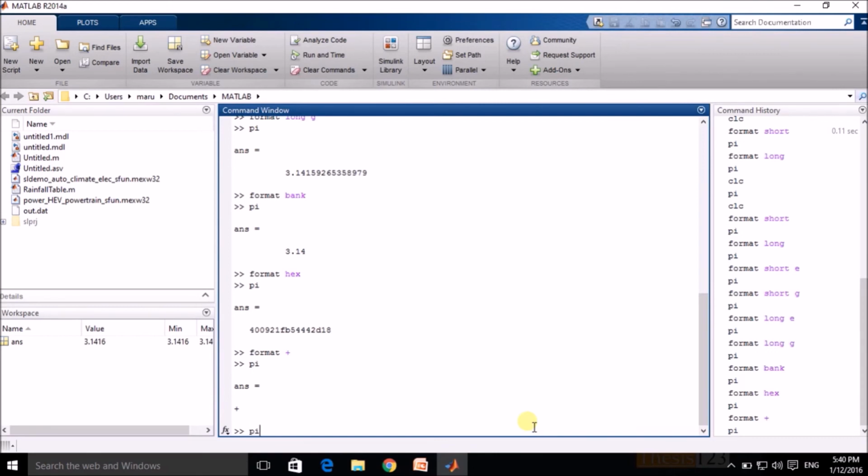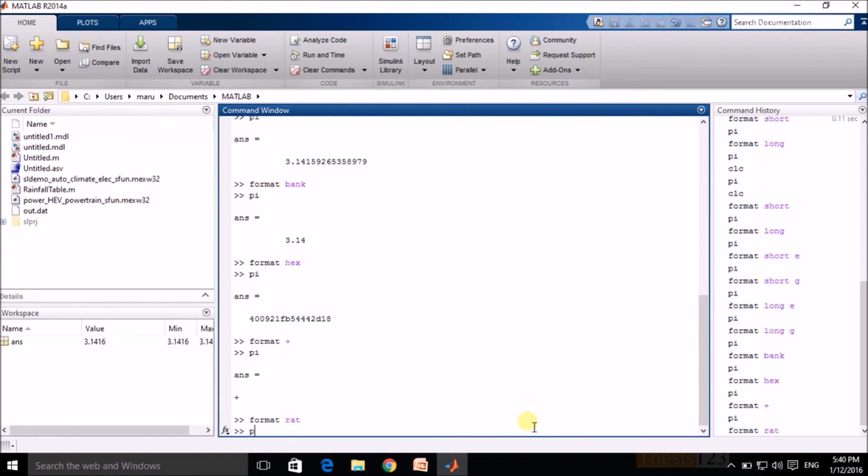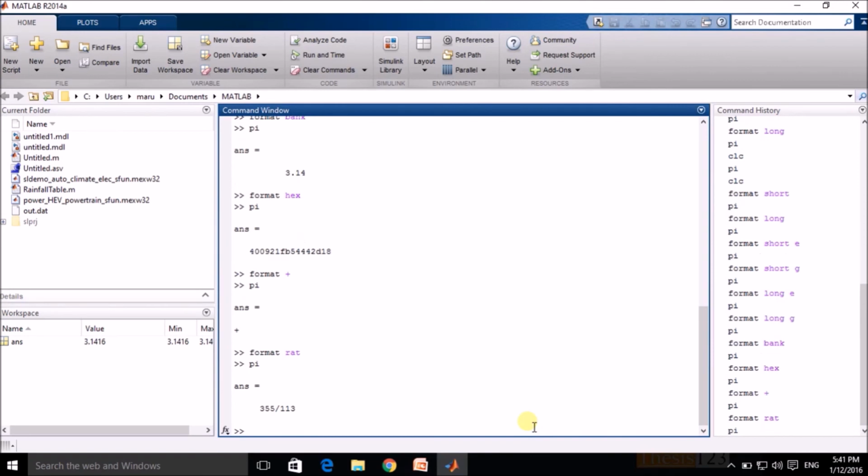And one more command using format is format rat, that is, rational approximation for the pi value. This is the rational approximation for the pi value. The difference between format short, short E, short G, and long E, long G can be easily noticed, right?